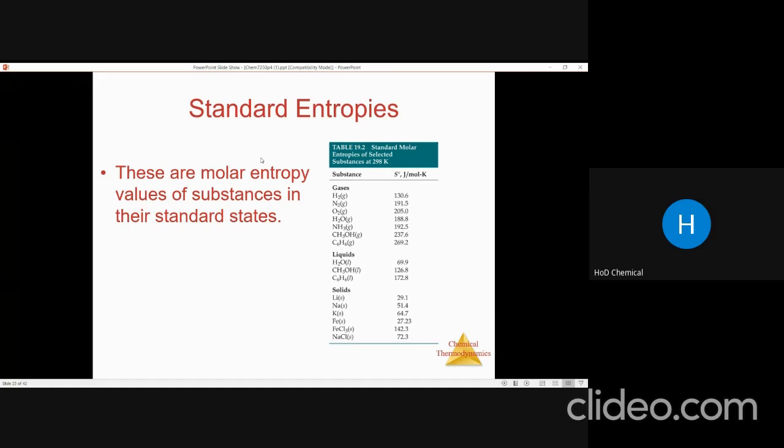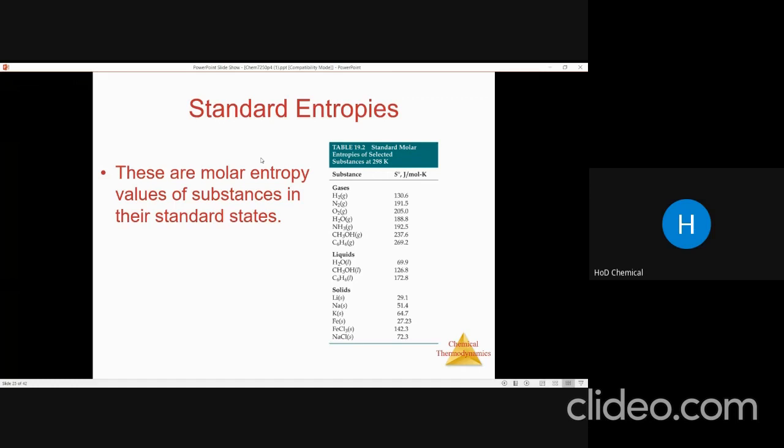Oxygen becomes 205.0 and water vapor 188.8. NH3, ammonia, becomes 192.5. Ethanol is 237.6 and methanol 269.2. For liquids, H2O is 69.9, liquid ethanol is 126.8, and liquid methanol is 172.8.